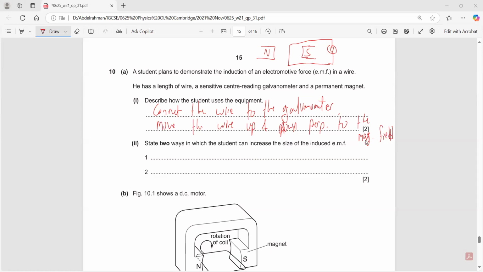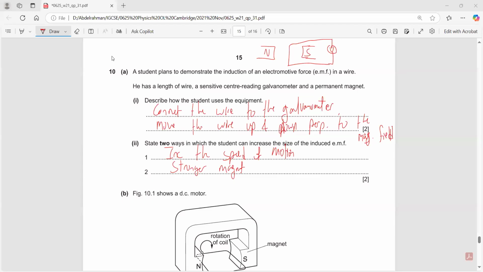If you increase the number of turns, it would increase the voltage, the induced EMF. You need to increase the speed of motion. You can also increase the magnetic field, or you need a stronger magnet. Increase the current would be wrong.